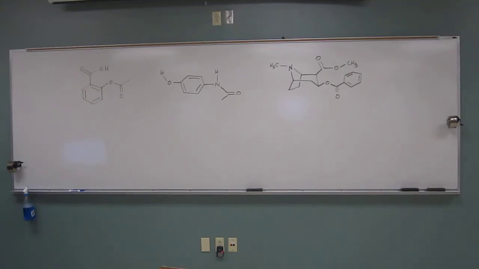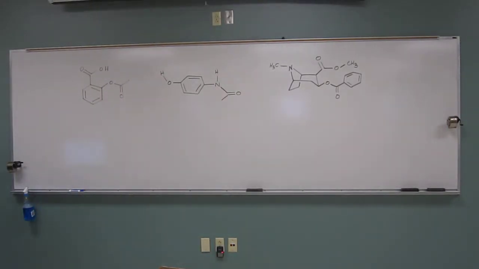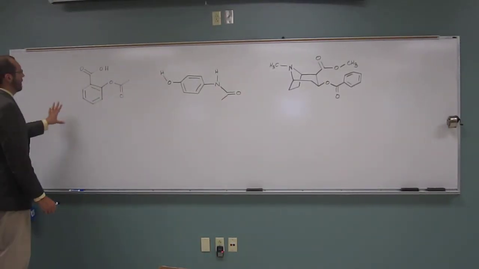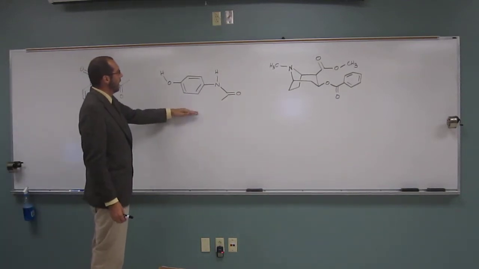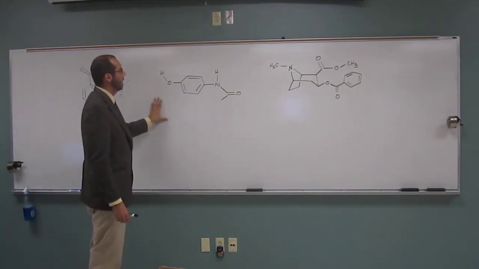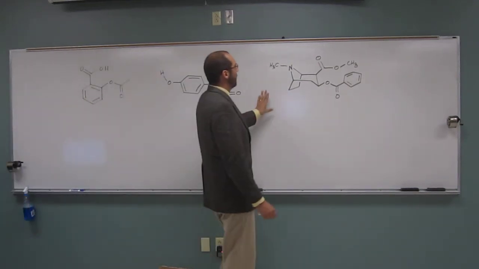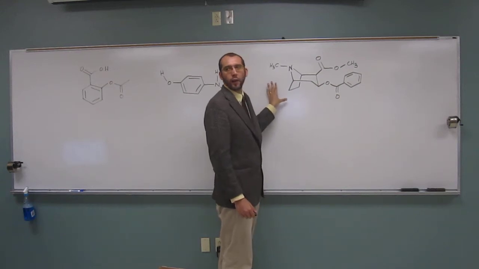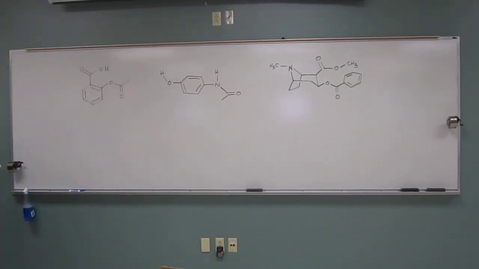Okay, so let's try this problem here. It says to convert the following structures into molecular formulas, and it gives you these three compounds here. The first one is the active ingredient in aspirin, acetylsalicylic acid, and then the second one here is the active ingredient in Tylenol, acetaminophen, and then this third one here is the illicit narcotic cocaine. Okay. So they all kind of have analgesic properties.